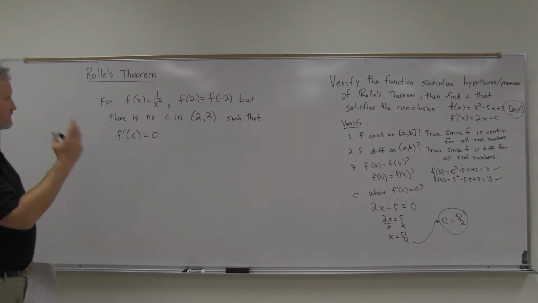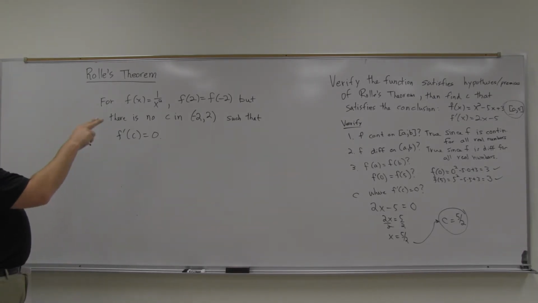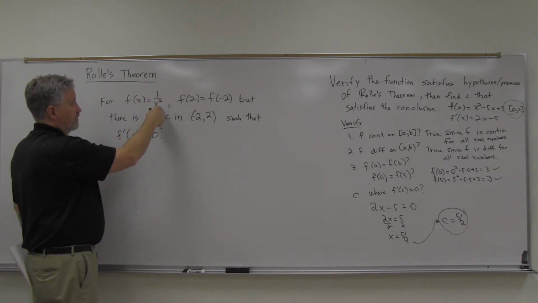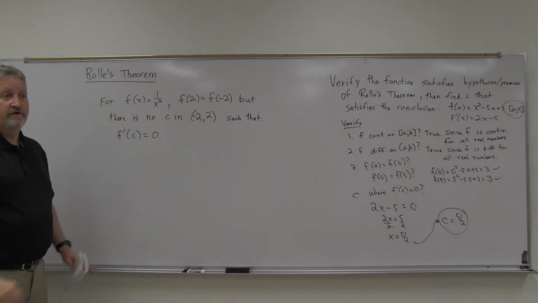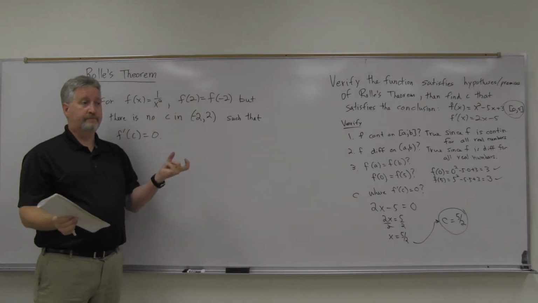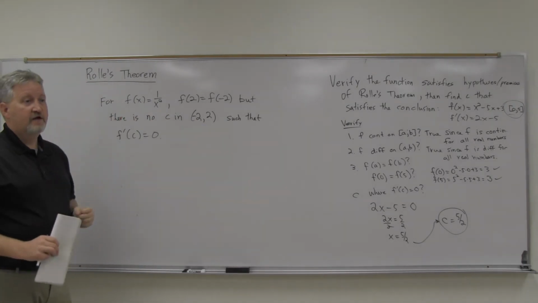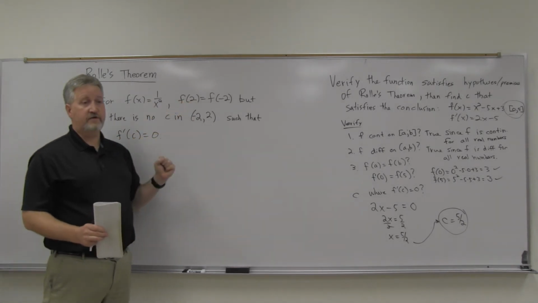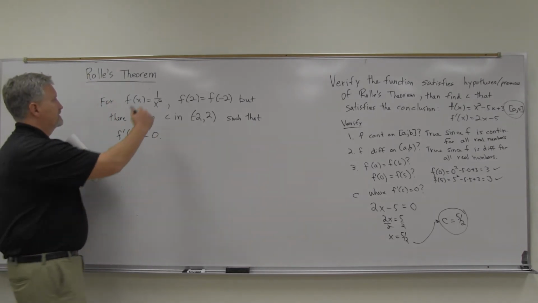All right, so let's just explore that for a little bit. For f of x equals 1 over x squared, we've got f of 2 equals f of negative 2. That's true. f of 2 would be 1/4. f of negative 2 would be 1/4. So the two function values there are equal. But there's no c in negative 2 to 2 such that f prime is 0, so there is no horizontal tangent in between there. I've got the two function values equal, but there's no point where you've got a horizontal tangent.